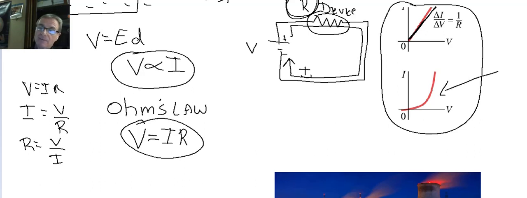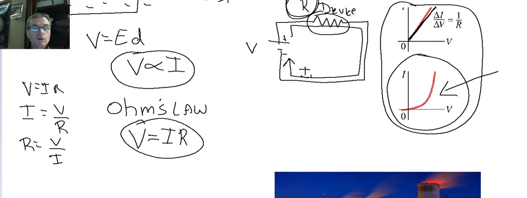On the bottom, we have a different case, all right? There's not a linear relationship between the voltage, current, and resistance. This is the case in devices called semiconductors, diodes, transistors, and some other types of devices. LEDs do not obey Ohm's law, okay? So not all devices obey Ohm's law, but the ones that we'll be dealing with do obey Ohm's law.